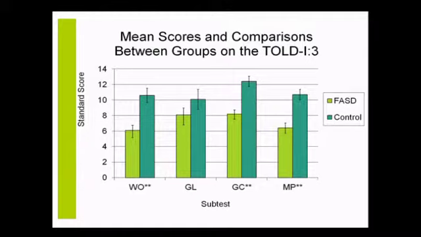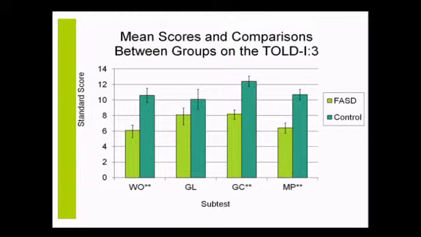But now when we're getting into those higher level language skills involved in syntax and grammar, we do see the grammatical completion. There's a huge difference between the FASD and the controls, and here actually our controls did quite well. They're a little bit above the average of 10. And on those malapropisms, they again were significantly impaired relative to the controls.